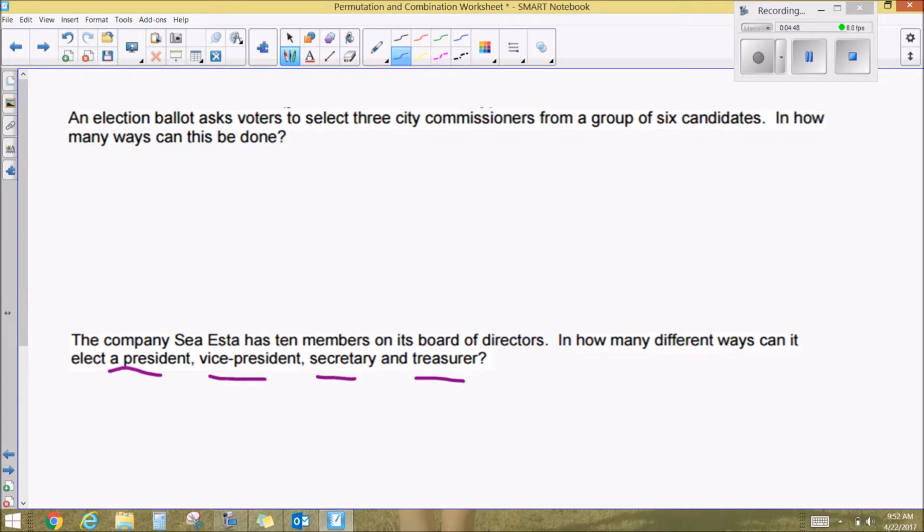They have designated roles, and if there's a designated role, then we think of that one as being a permutation, because just selecting a group of 4 doesn't tell us who has been assigned which position. So in the top one, it would be a combination, and the bottom one would be a permutation.